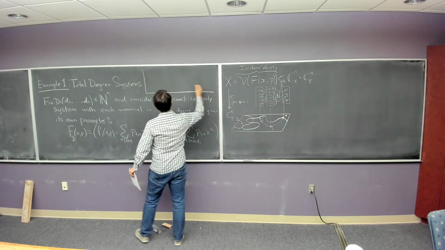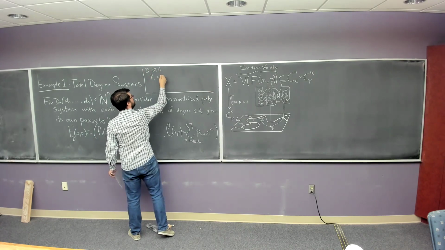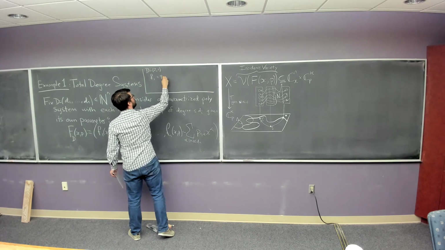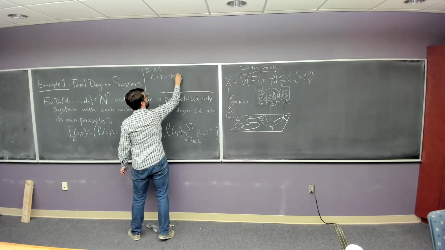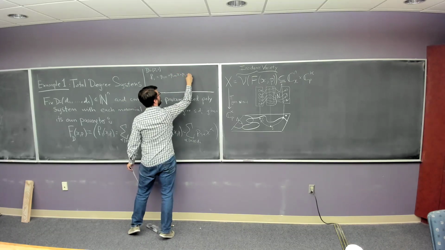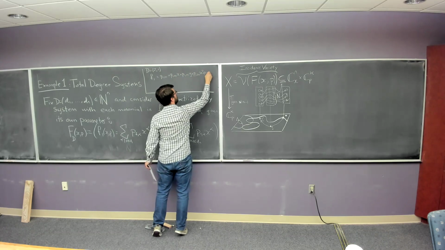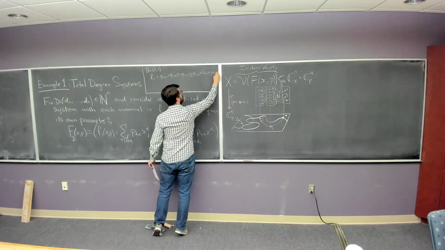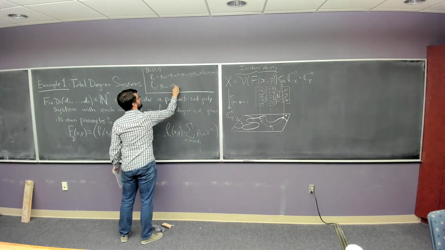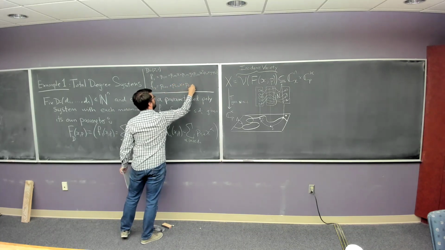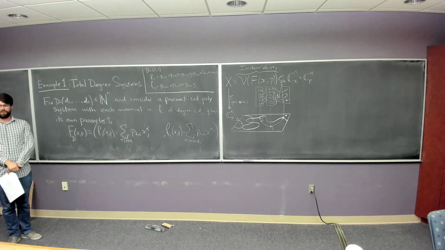Example: d equals 2, 1. F1 is like p_1,0,0 plus p_1,1,0 x plus p_1,0,1 y plus p_1,2,0 x squared plus p_1,1,1 x y plus p_1,0,2 y squared. And F2 equals p_2,0,0 plus p_2,1,0 x plus p_2,0,1 y. So we have 6 plus 3 equals 9 parameters.